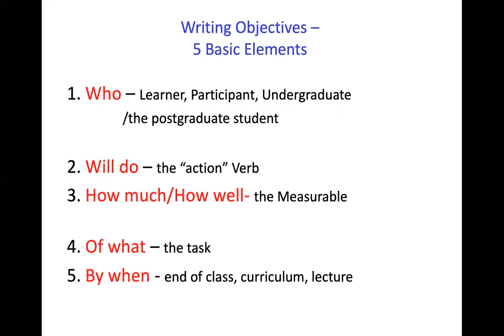While writing the objectives, we must think about the 5 basic elements: who the objective is for, what they will do, where we have to use an action verb, and how much or how well we want them to do that. And then we have to think about what the tasks are, and by when the time should be given. So these are the 5 basic elements we have to use while writing the objectives.